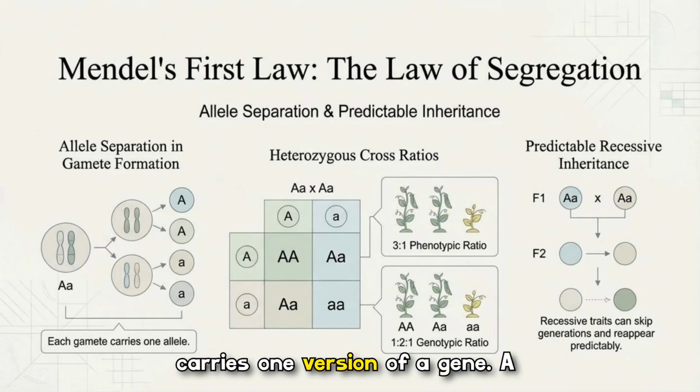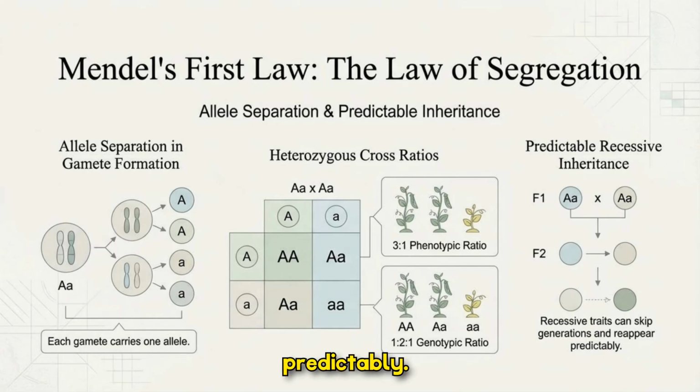gamete carries one version of a gene. A heterozygous cross typically yields a 3:1 phenotypic ratio and a 1:2:1 genotypic ratio, showing how recessive traits can skip a generation and reappear predictably.